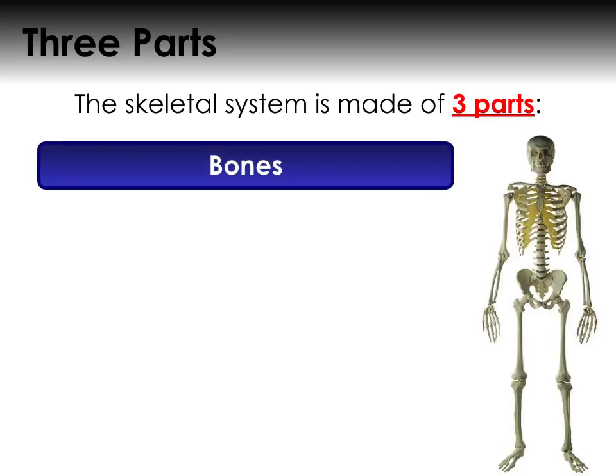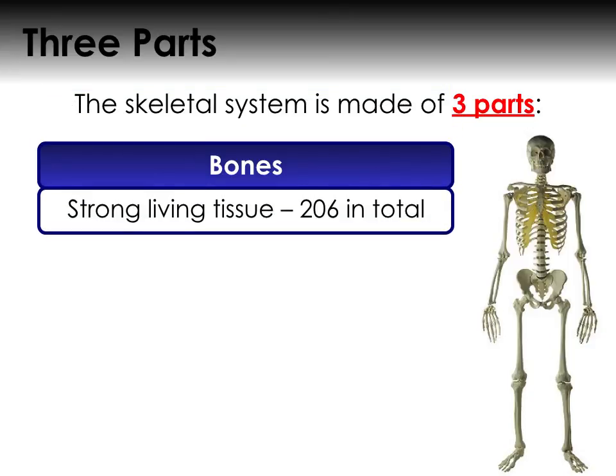The skeletal system itself is made up of 3 main parts. The bones. The bones are the strong living tissue with 206 in total. Most of the mass of the bones consists of non-living extracellular crystals of calcium minerals, and that's what gives bones their hard, rigid appearance and feel.